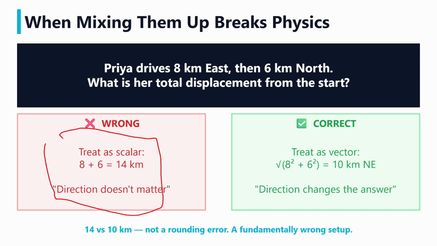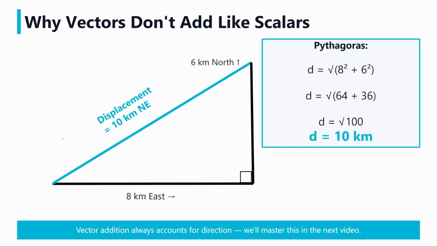Vectors don't add like scalars. You have to account for direction. In this case, we can use the Pythagoras theorem, because the two legs are perpendicular. Why? Because north is perpendicular to east. The actual displacement is 10 kilometers at a specific angle northeast. 14 versus 10, that's not a rounding error. It's a fundamentally wrong answer, and this will cause you to lose marks.